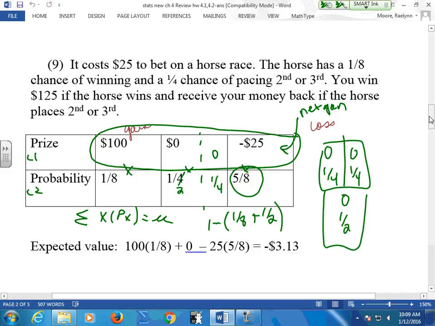We don't weight anything differently. Well, they'll tell us what it is. They'll always give us what we have to do.